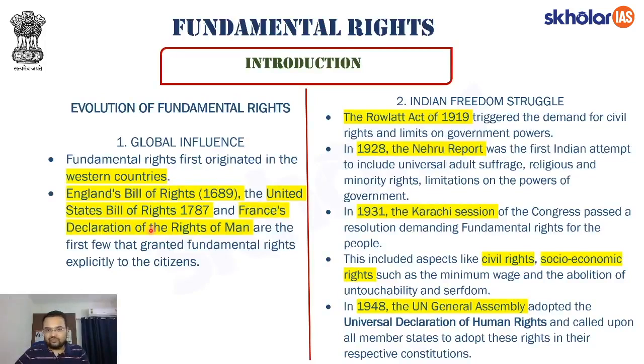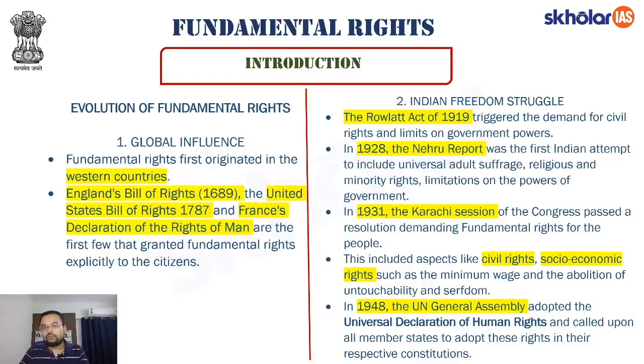Well, when we look at history, what exactly do we see? That fundamental rights first originated in Western countries. In fact, if we were to see some of the examples, what do we see? England's Bill of Rights of 1689, the United States Bill of Rights of 1787, and France, that is the country France, Declaration of the Rights of Man are some of the first few examples of fundamental rights being granted to the citizens of that country.